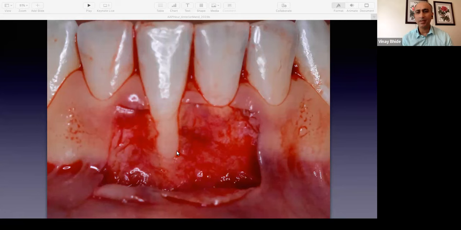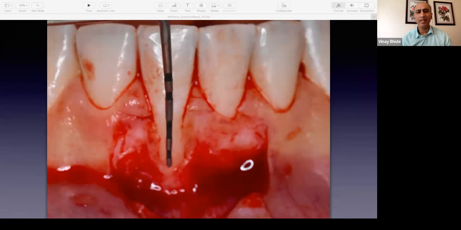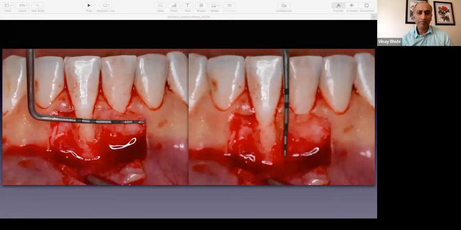So we have 5 millimeters of hidden recession. We also have about 2.5 millimeters of recession. That's the width of recession. So now I'm taking my measurements for how big of a graft I want to take.